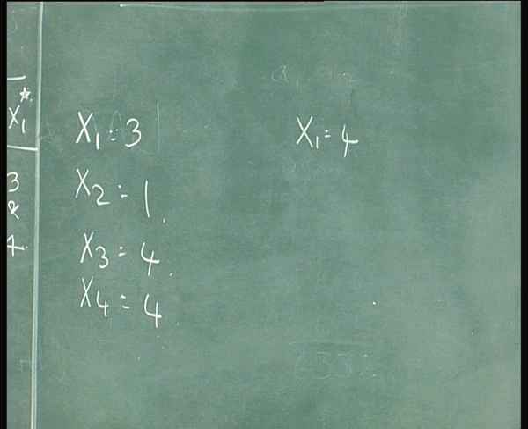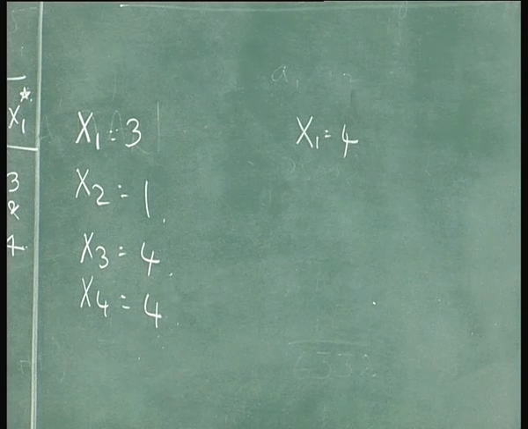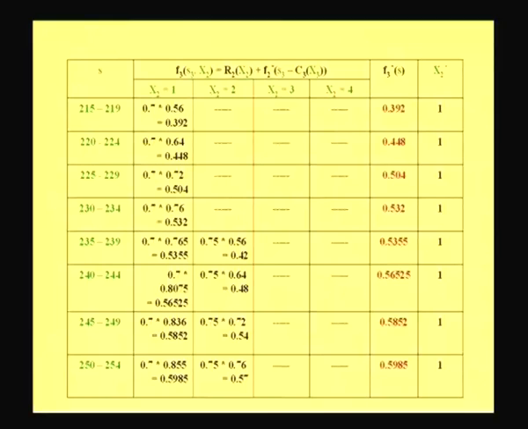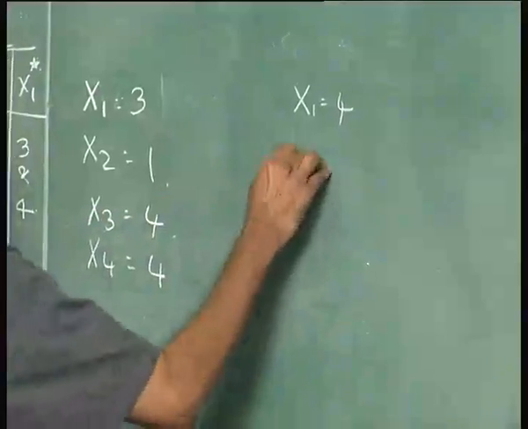Alternately, when you have x1 equal to 4, you have spent 170, there is a 230 that is remaining, so from this you get again x2 equal to 1.